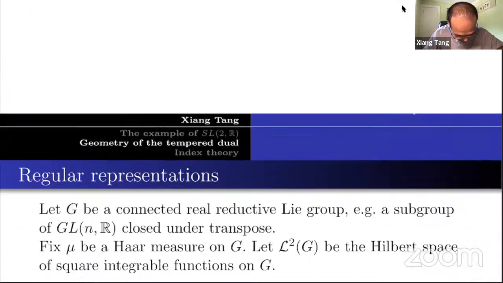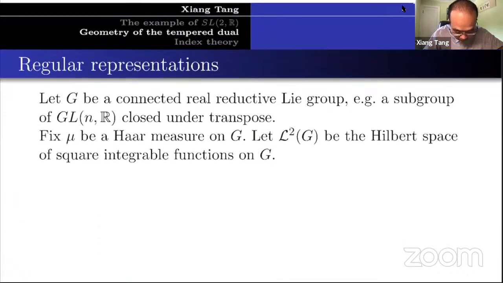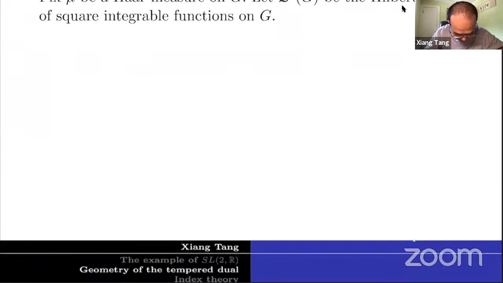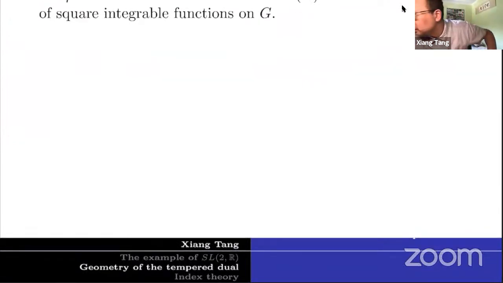And now I need to introduce some analysis. Sorry for that. I need to consider a Haar measure, an invariant measure on our group. For this class of groups, it's actually unimodular, so this measure is actually bi-invariant. Then we can consider the L2 space, like what I have already done for SL2. So we have a Hilbert space.